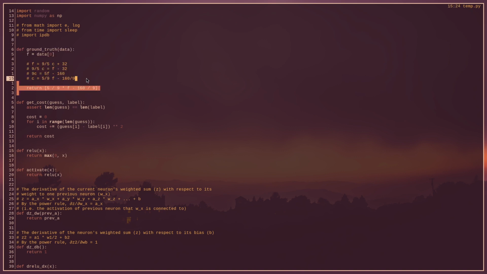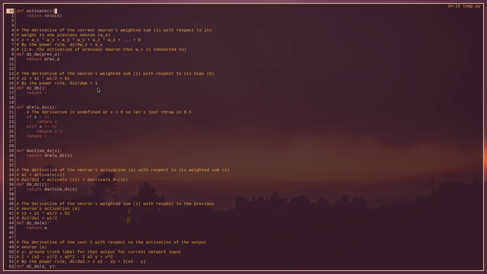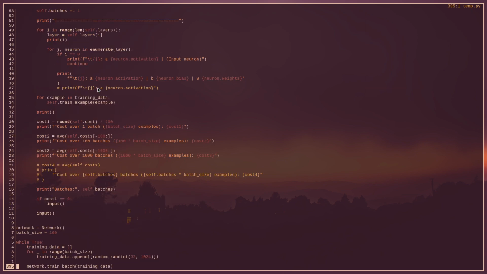So again, this is for educational purposes. In a real app where you would need to convert from Fahrenheit to Celsius, you would just use code like this, which just uses the normal formula. So yeah, that's it basically for neural networks.